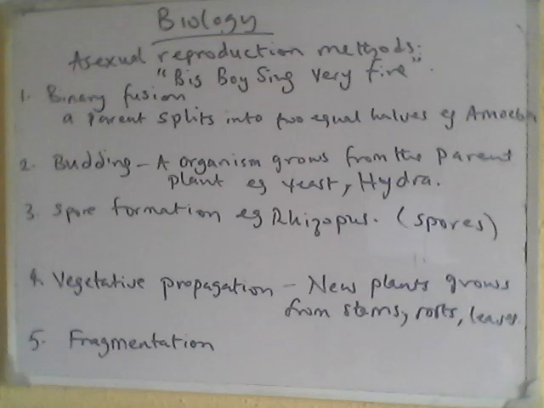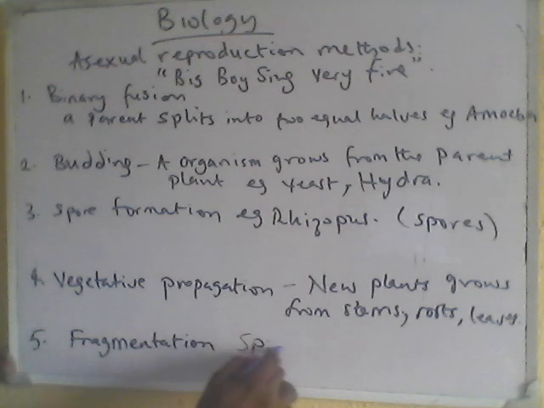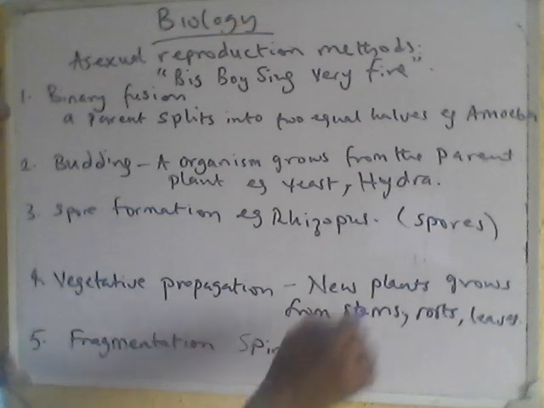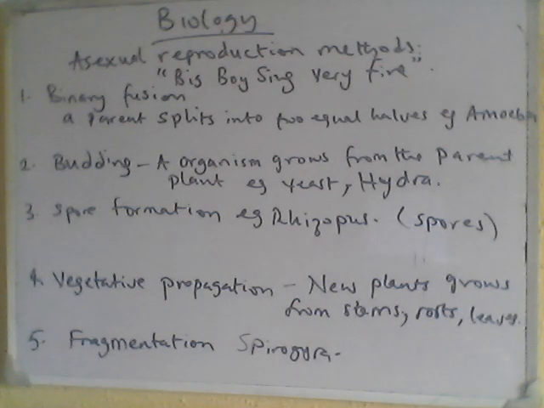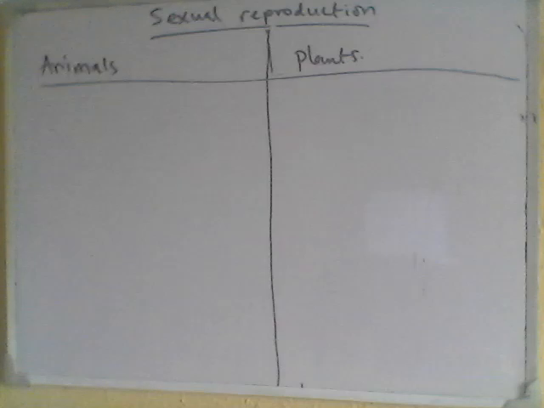And finally, under these types of asexual reproduction methods, I have fragmentation. The parent body breaks into fragments, each growing into a new organism, like Spirogyra. Spirogyra is the one that does this. So what does it do? The parent body breaks into fragments, each growing into a new organism looking like the initial one.